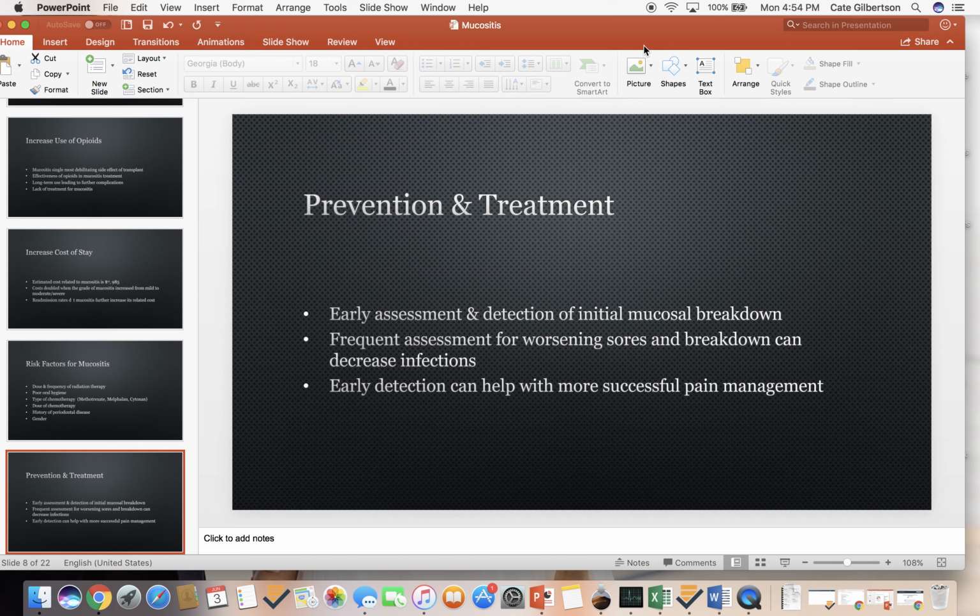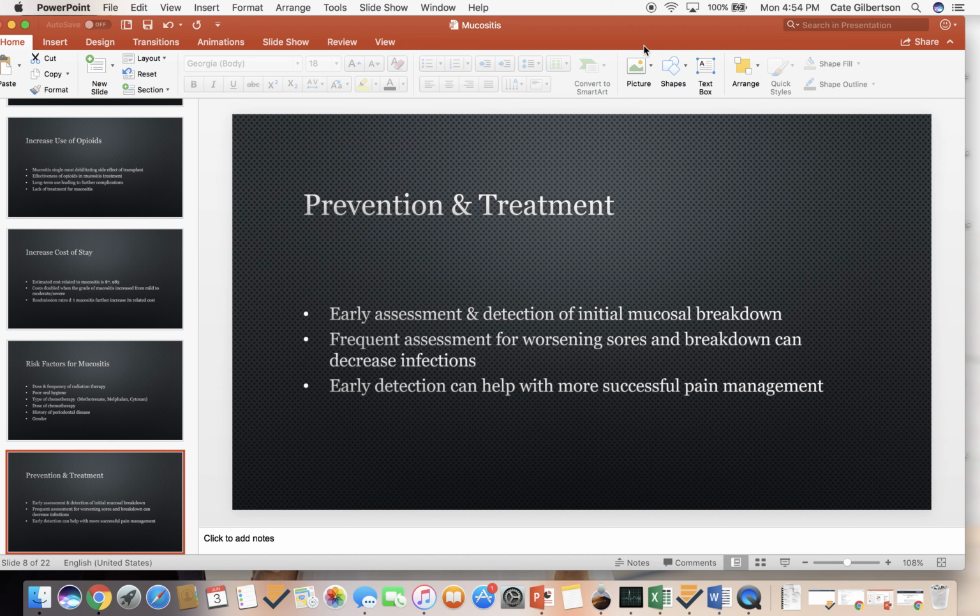Prevention and treatment. There currently is no treatment for mucositis. As we know, once our patients get mucositis, we just have to wait for their counts to come in for them to really feel better and have a benefit to what they're experiencing with the mucositis. But what we can do as nurses is practice early assessment and detection of the initial mucosal breakdown so that we're keeping track and we're aware of when that begins, and we're looking for spread of infection.